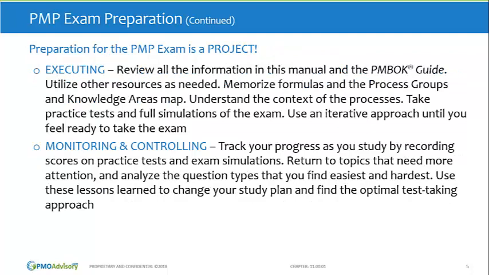Executing involves the review of all the material, both in the PMBOK and in this manual. There are plenty of other resources available to you. You will have to memorize the process groups, knowledge areas, the process map, and the most important formulas in project management. In addition to the memorization, you need to understand the context and apply your own experience.